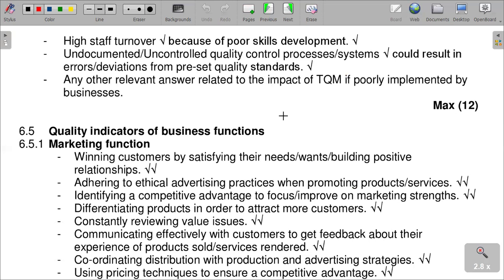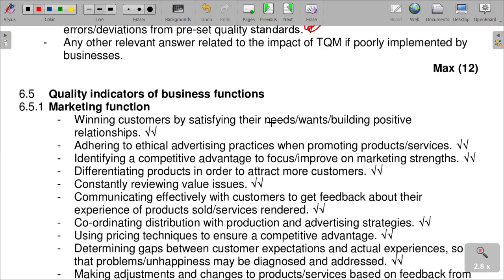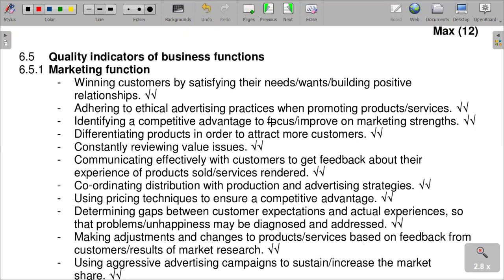inexperienced employees coming into the organization. Undocumented or uncontrollable quality controls, processes and systems could result in errors as well as deviations from the preset standards. So the set standards cannot be met because of quite a lot of deviations that will be arising. We can agree that these are problems that would arise from poor implementation of total quality management.